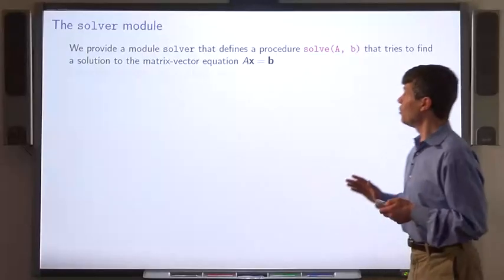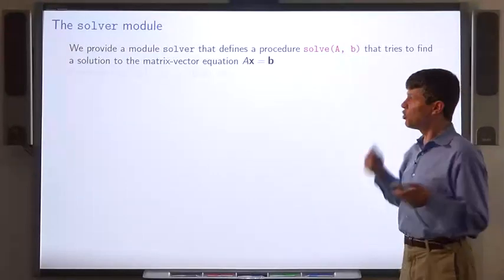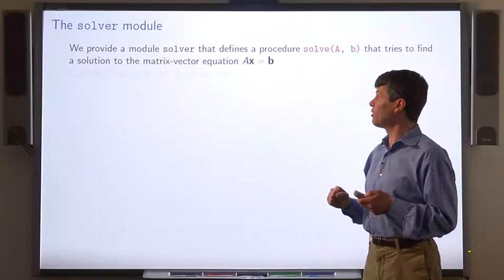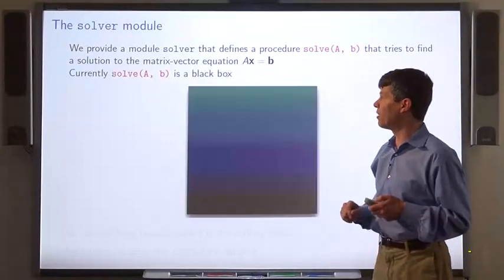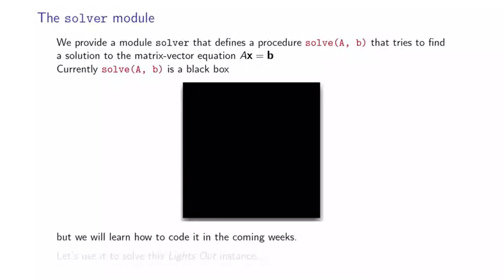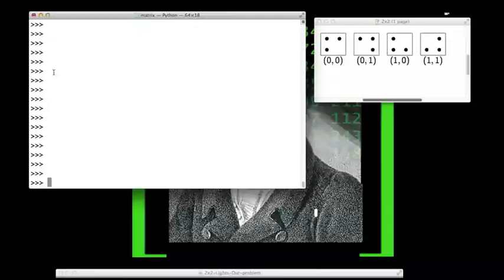We provide a module solver that defines a procedure, solve(A, b), that tries to find a solution to the matrix-vector equation Ax = b. Currently, solve(A, b) is a black box. Over the course of time, we'll figure out how to code it. Let's see how we can use it to solve Lights Out, for example.